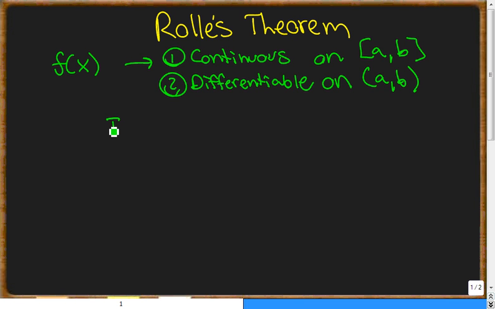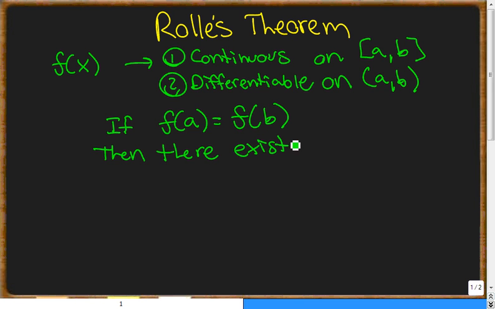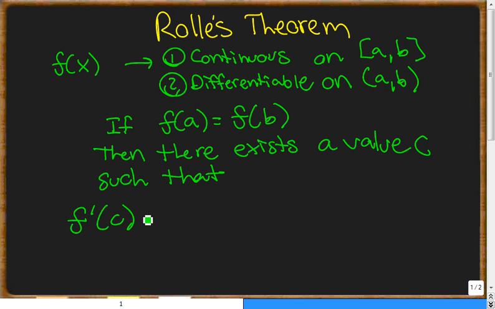if f of a equals f of b, then there exists a value c such that f prime of c equals 0. Well, that may seem like a lot of words and maybe slightly confusing, but in reality, it's saying something pretty basic.